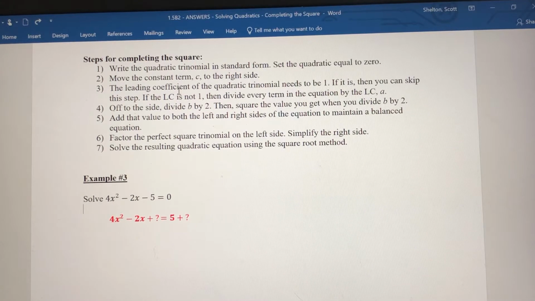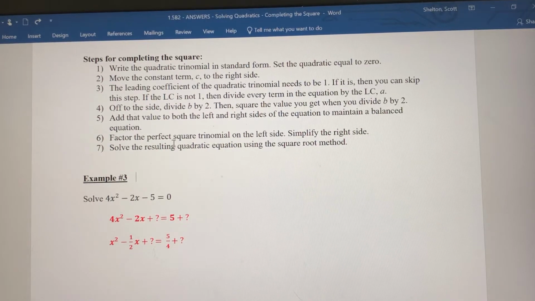Now, step 3, the leading coefficient needs to be 1. It's not, it's 4, okay? So I'm going to divide every term in here by that leading coefficient, which is a, in this case 4. All right, so 4x squared divided by 4 would be x squared. Negative 2x divided by 4 would be negative 2/4 x, which simplifies to negative 1/2 x. And then 5 divided by 4 would be 5/4, okay? So we should have x squared minus 1/2 x plus blank, okay, equals 5/4 plus blank, okay?